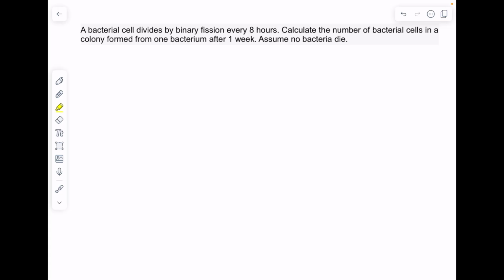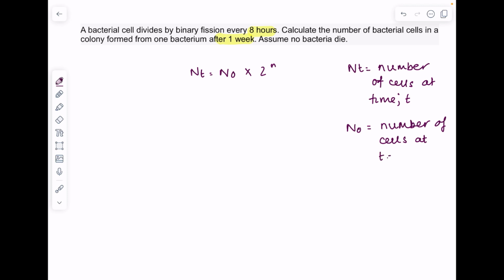Do note that you can use this equation for calculating the maximum number of dividing cells, for example, in tumour cells. A bacterial cell divides by binary fission every 8 hours. Calculate the number of bacterial cells in a colony formed from one bacterium after 1 week. Assume no bacteria die. So we'll use the equation I just mentioned, where Nt equals the number of cells at time t, N0 equals number of cells at t equals 0, 2 to the n equals the number of divisions. So what's the number of cells at t equals 0? By definition, that's going to be 1.